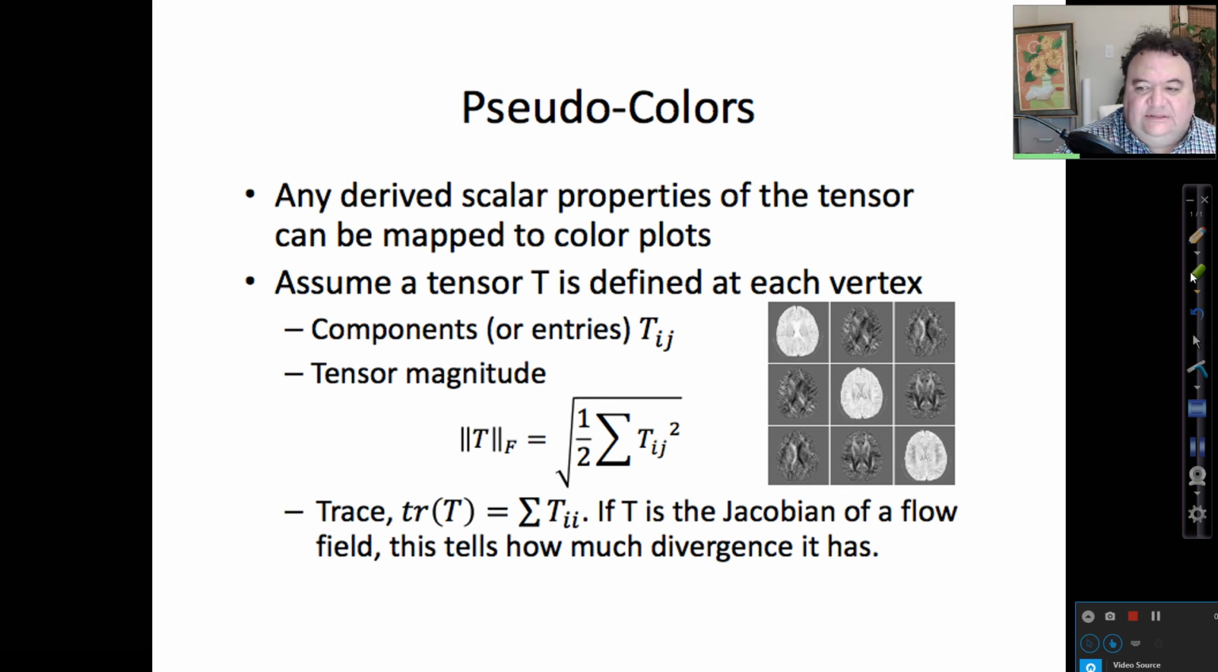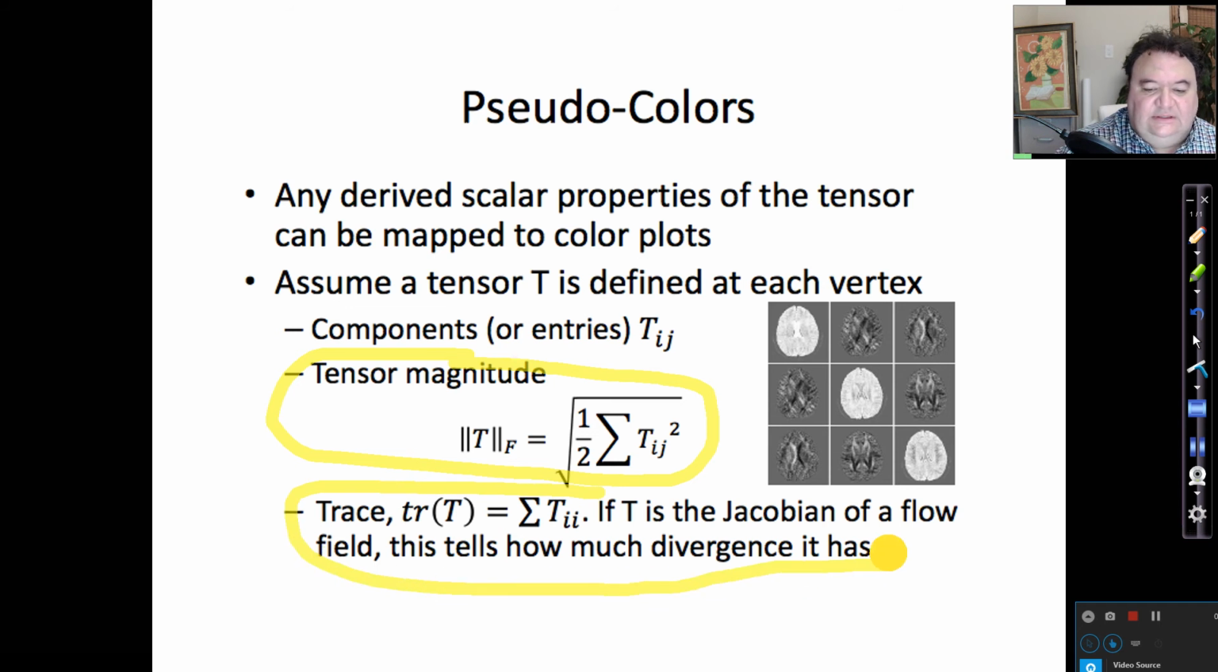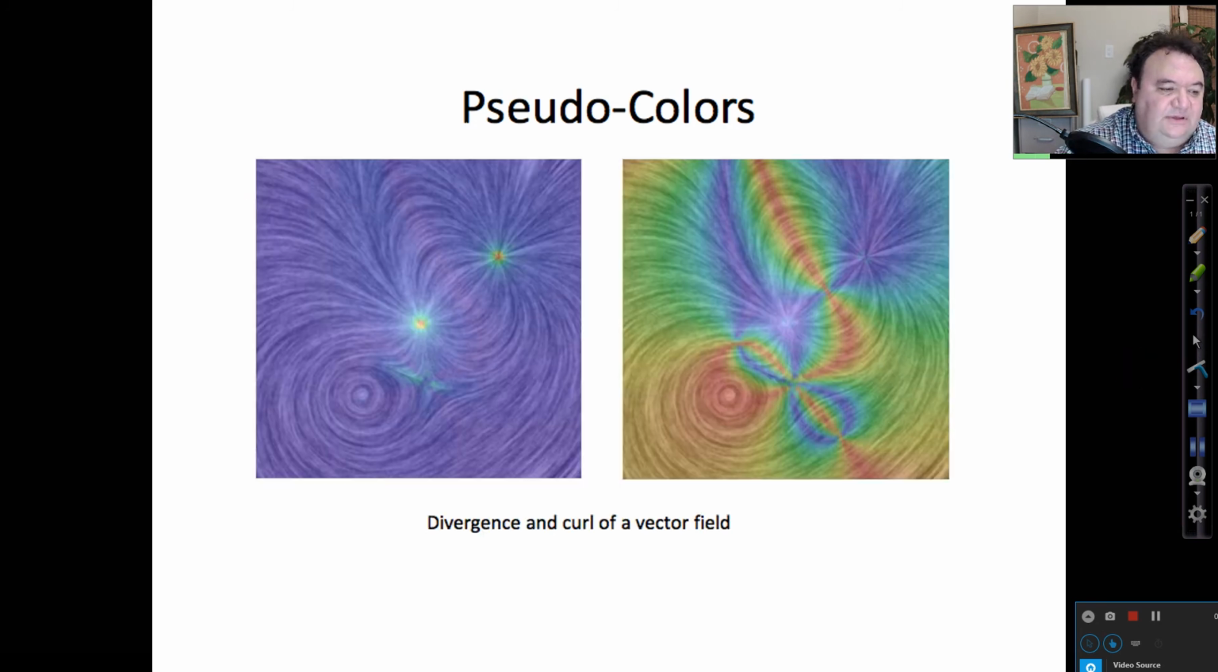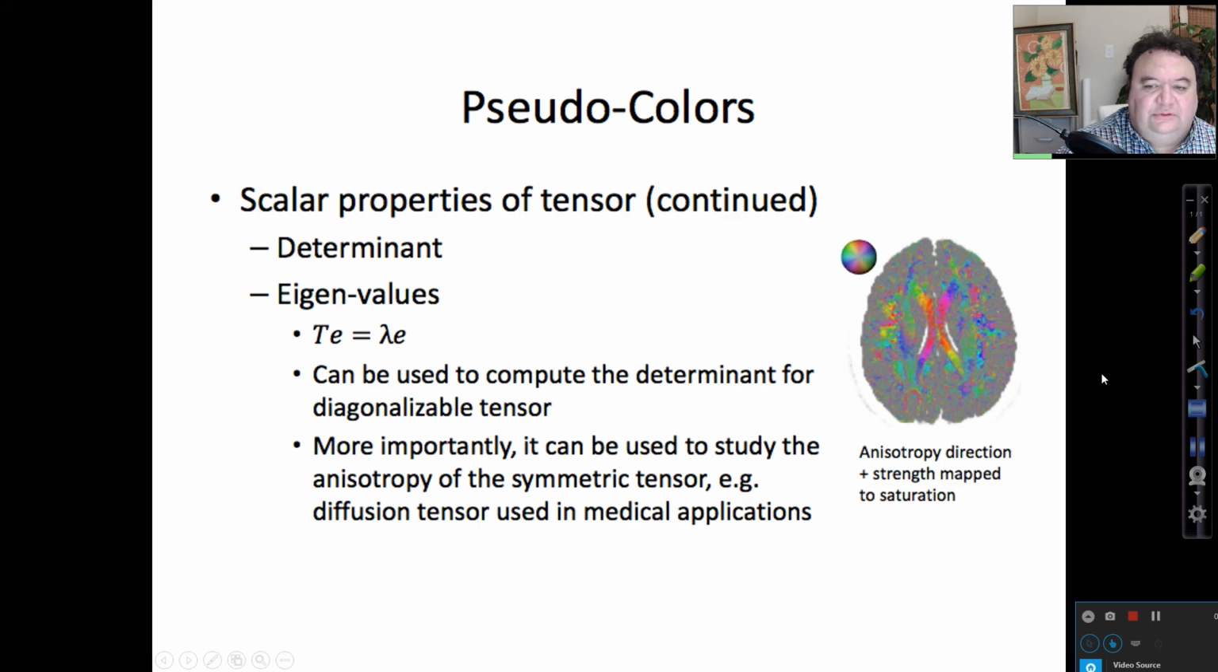One can also derive scalar properties out of the tensors. For example, the magnitude is an important component. The trace is another component. And so those can be scalars that can be mapped into simple numbers that can in turn be visualized through color maps. And so here, for example, we look at the divergence and curl in a vector field. Those could be mapped also to having pseudo colors on a tensor field.